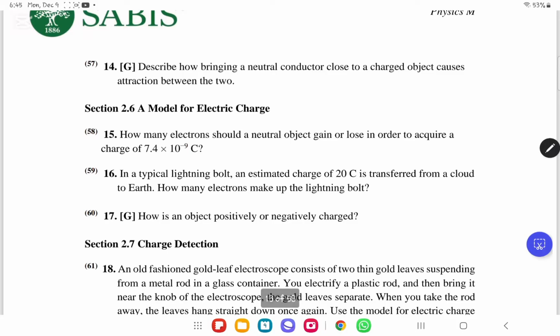Now we move on to question number 14. Describe how bringing a neutral conductor close to a charged object causes attraction between the two. Now, what you need to know in a neutral conductor is, if you bring, let's say, a negatively charged rod, the positive charges within the conducting sphere are going to be attracted towards the negatively charged plastic rod, which in this case makes it a positively charged conducting sphere, okay?